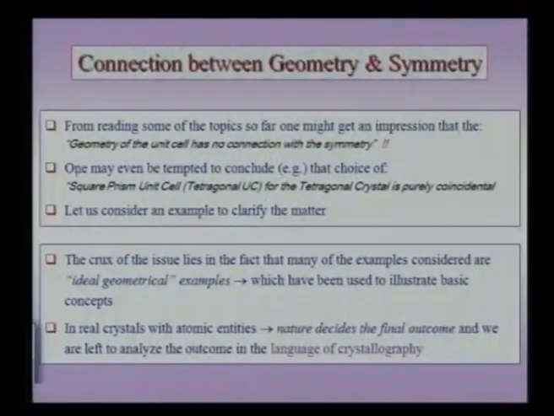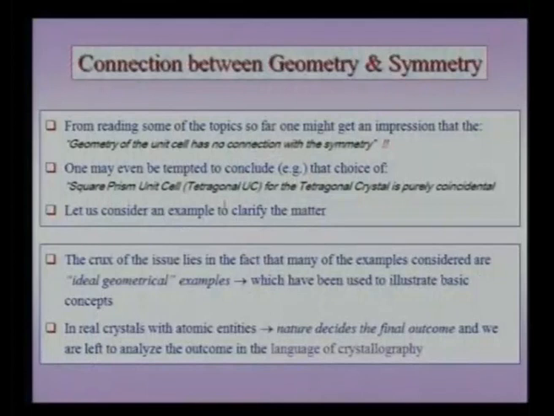To state the important point, from reading some of the topics so far, one might get an impression that the geometry of the unit cell has no connection with the symmetry. It can happen in ideal mathematical crystals or crystals which we make. In some of the natural crystals, there will be a connection more often than not. One may even be tempted to conclude that the choice of, for instance, the square prism unit cell, the tetragonal unit cell for the tetragonal crystal, is purely coincidental. Let me consider one example at this point of time to clarify the matter.